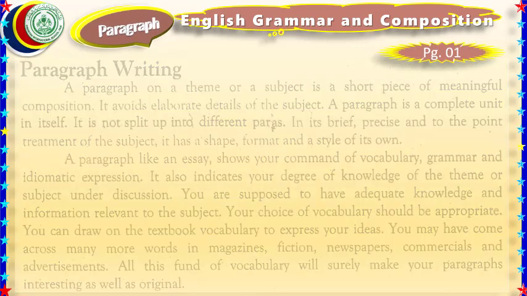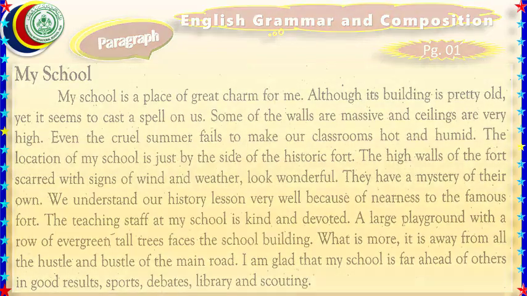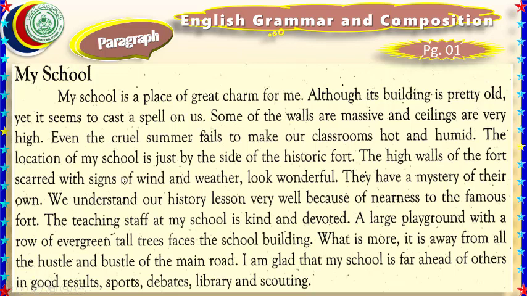Let us move to write first paragraph. The title of first paragraph is My School. We are going to write a paragraph about our school. Let us read it. When we write paragraph My School, we shall start. My school is a place of great charm for me. Although its building is pretty old, yet it seems to cast a spell on us.